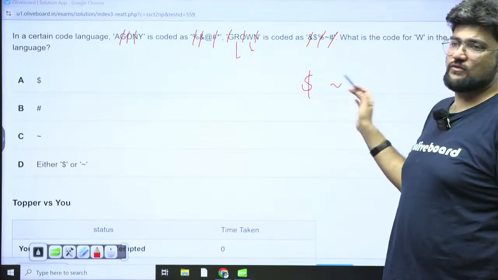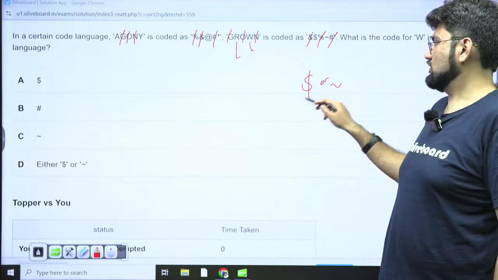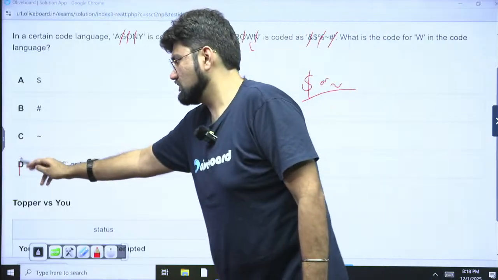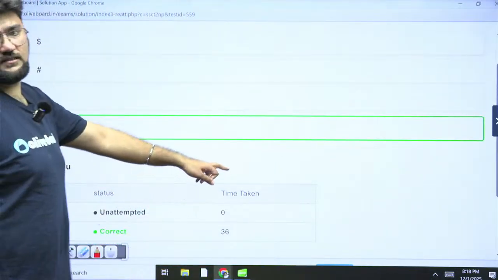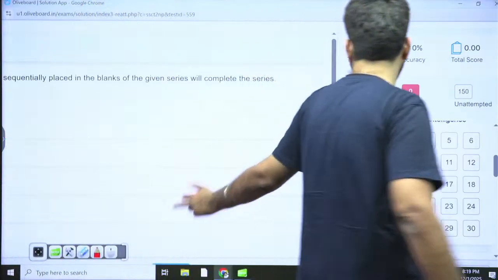But we are not sure which one is the code for W. So it's either this or this. It's there in the options. Option D is the correct answer. Fast decisions. 36 seconds. Decent. Not bad. Quick decisions. Next.